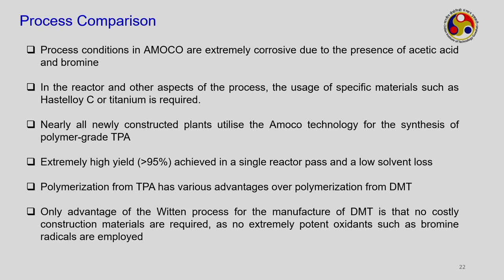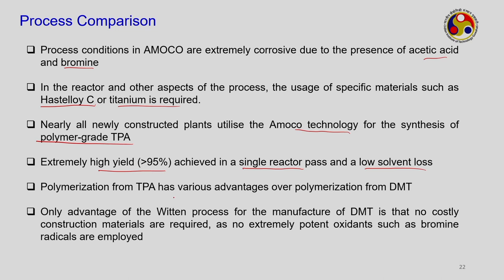Let us compare both the processes. The process conditions in Amoco are extremely corrosive. Why? Because you have an acid, the acetic acid, and the bromine both. In the oxidation reactor and other aspects of the process, we have to use specific materials such as Hastelloy C or titanium. Nearly all newly constructed plants utilize the Amoco technology for the synthesis of polymer grade TPA, because it has an extremely high yield achieved in a single reactor pass and a low solvent loss. The solvent, which is the acetic acid, is not lost, and a single pass gives 95% yield. So that is why this TPA is highly favorable.